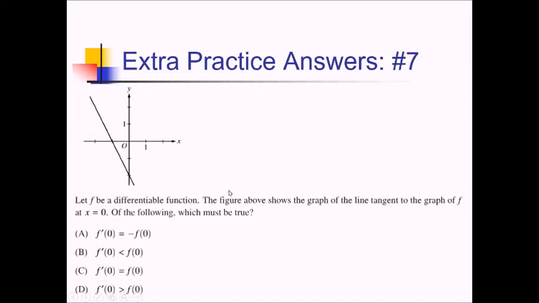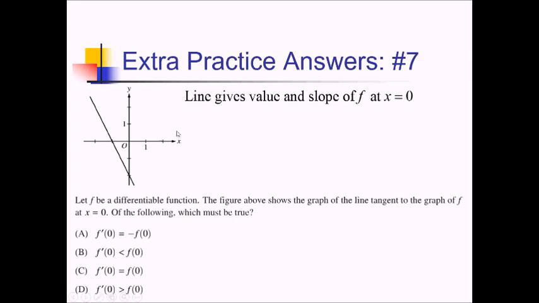On this problem, they're telling us that f is some differentiable function, which they're not showing us. What they are showing us above in this graph is the line tangent to the graph of f at x equals 0. And they want to know which of these has to be true. So we have all sorts of comparisons between f prime of 0 and f of 0. Now the key on this one is recognizing that a tangent line at x equals 0 is basically giving you perfect information about the function's value and its derivative at x equals 0. We know the value and the slope of f at that x value.